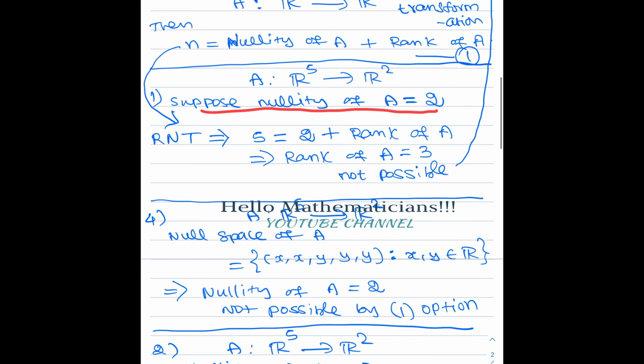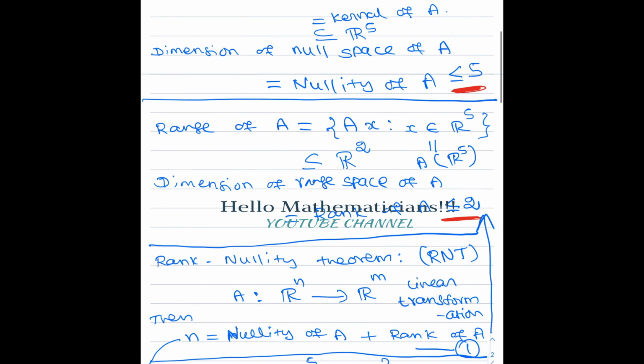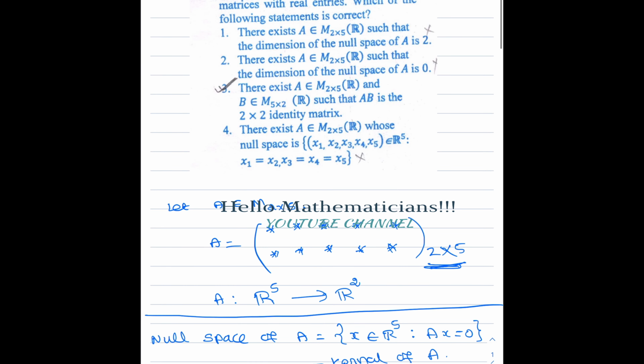Okay. So now we just substitute the values in the rank nullity theorem. Now n equal to 5, right? Therefore, 5 equal to nullity of A. We have assumed the nullity of A is 2. So 5 equal to 2 plus rank of A. From this we can conclude that rank of A is 3. But that is not possible because the rank is at most 2. So the first option is wrong. Next we go to the fourth option because first option and the fourth option are exactly the same. So we see that this option is wrong. Now we go to the fourth option.